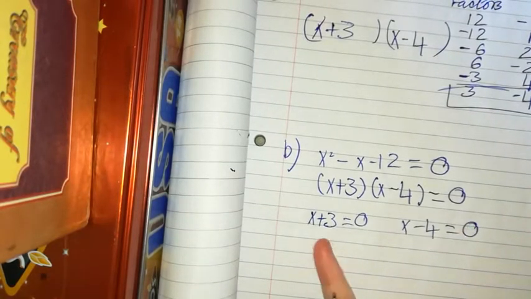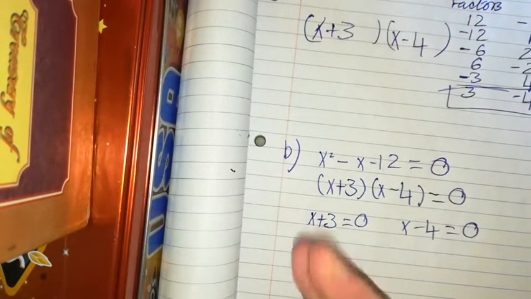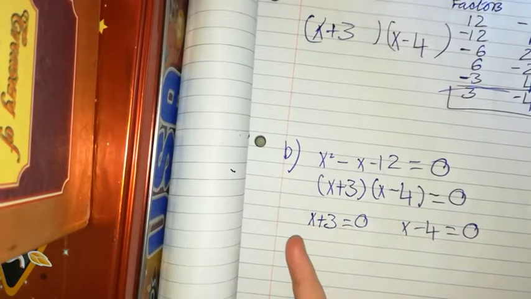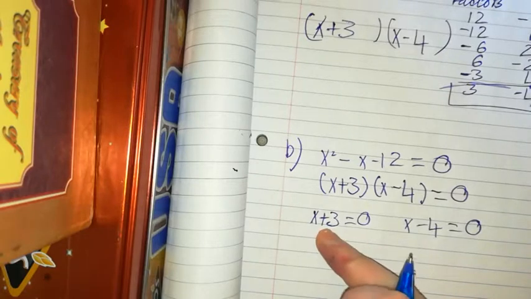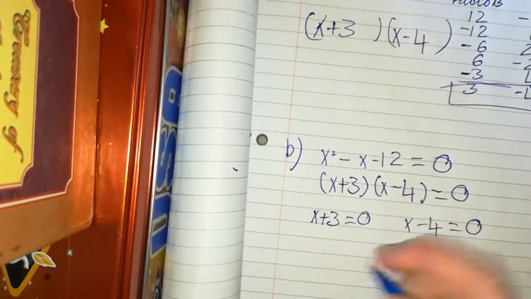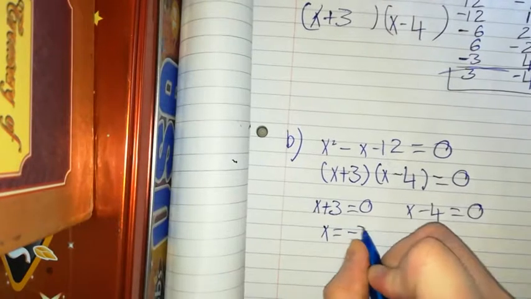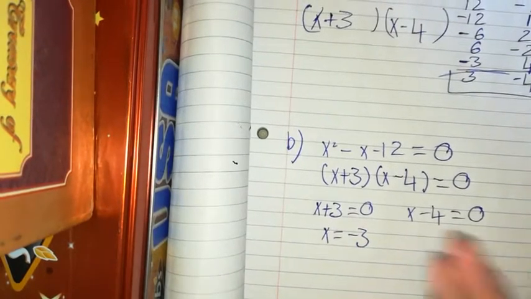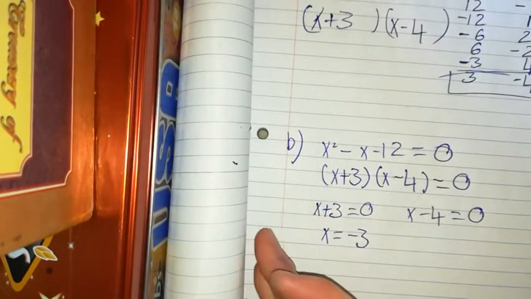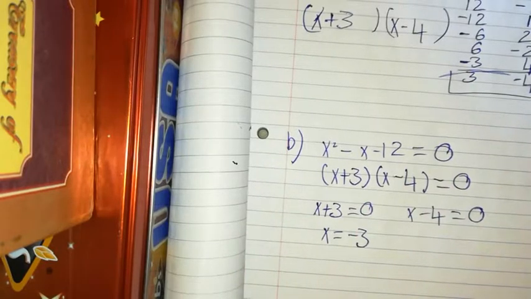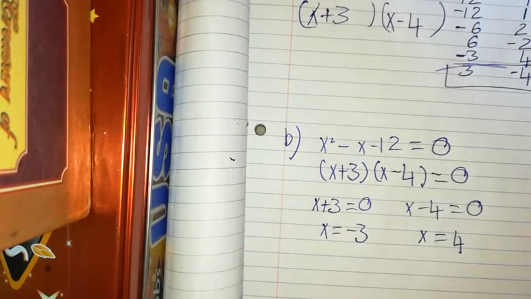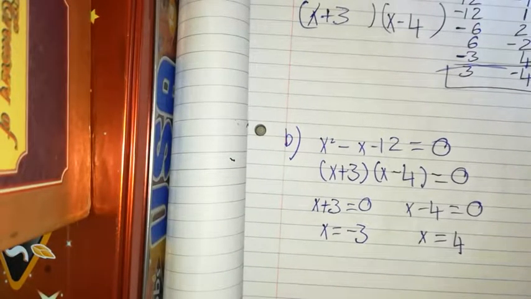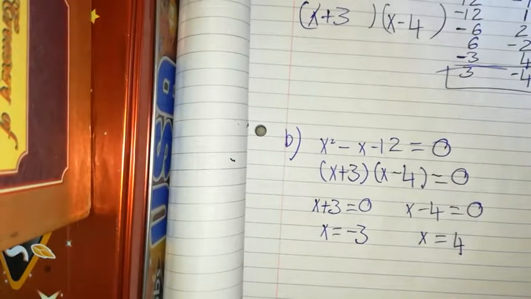So then I want to get x's on one side, numbers on the other. So what I could do is subtract 3 from both sides, or I could say I'm plussing 3 on this side, and if I move it to the other side, I'll be minusing 3. So x is equal to minus 3. And here I can add 4 on both sides, or I can say if I'm minusing 4 on one side and I move it to the other side, I'm going to be plussing 4. So x is equal to 4. And I'm going to get 2 answers when I have a quadratic. And that is that question done.